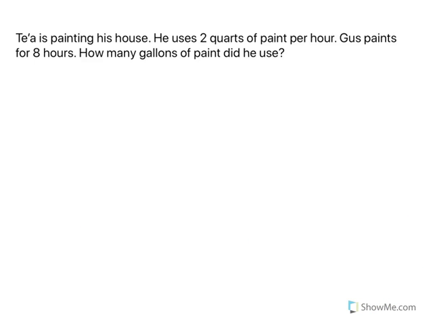Alright, last problem. Tia's turn. Alright, Tia is painting his house. Correction. Tia is painting her house. Okay, sorry about that, Tia. I had to fix all the corrections. I copied and pasted that problem wrong. Tia is painting her house.